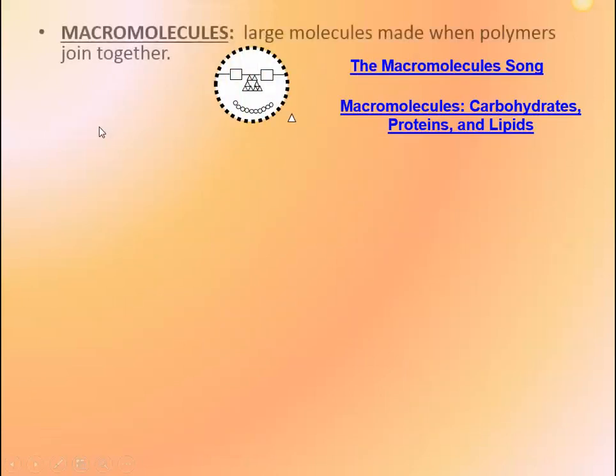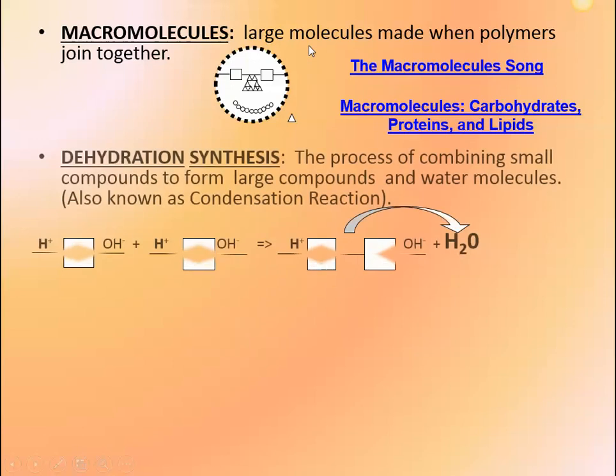And then you have macromolecules. These are large molecules that are made when polymers join together. So you can go ahead and think of the macromolecules as a whole house, right? The polymers are going to be the wall, and the monomer would just be the one single brick. Combine all those together and you get one giant house, or macromolecule.